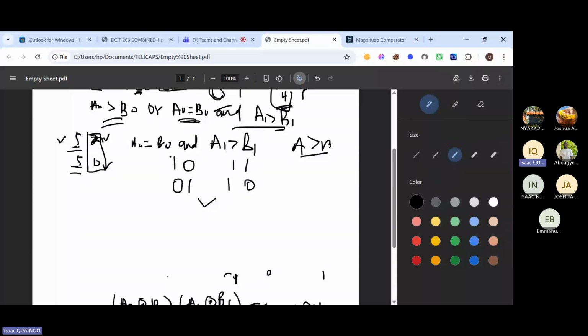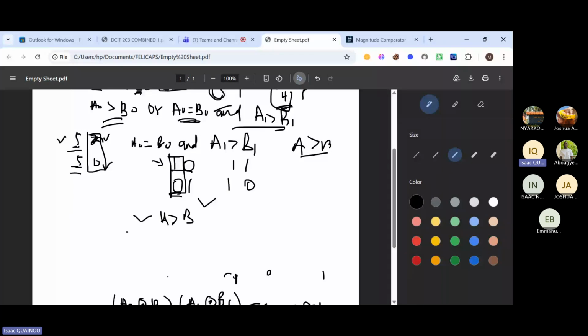We compare the first bits. You can see that the first bit here is greater than the first bit here. So if the first bit here is A and the first bit there is B, you can see that A is greater than B. Immediately we see this happening, we know that this number is greater than this number, because the first bit here is bigger than the first bit there. So now we've established where A greater than B is coming from.